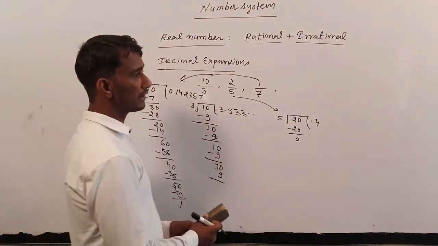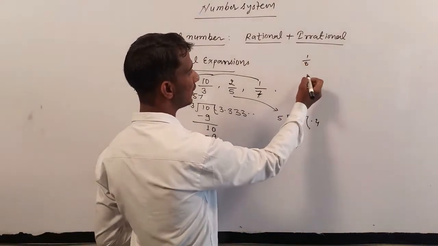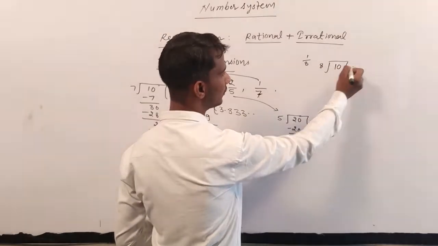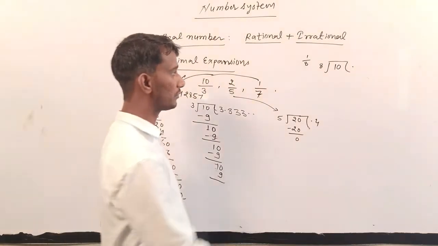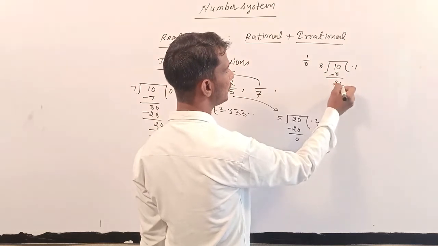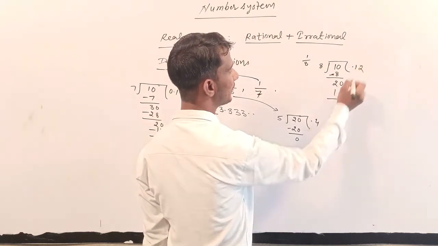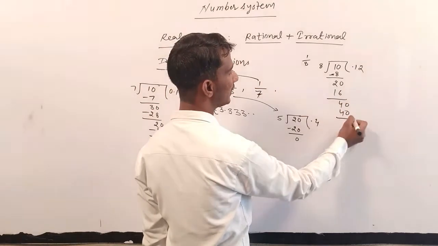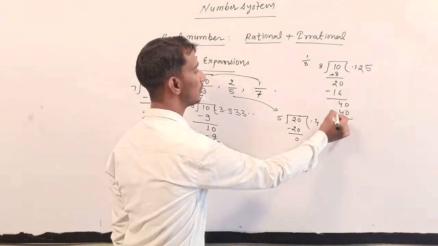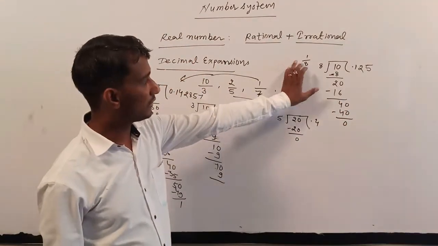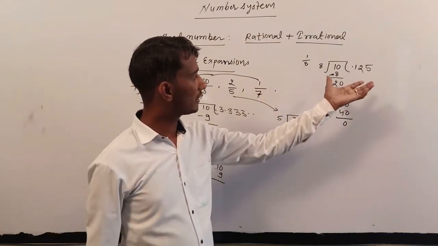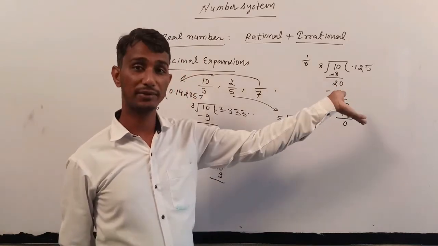If you take another example, suppose 1 by 8. If you divide 1 by 8, what happens? Put 0 in the quotient and put the decimal point. Now start dividing. 8 ones are 8, remainder 2. Bring down 0. 8 twos are 16, remainder 4. 8 fives are 40. The remainder you get here is 0. For this decimal number, the division completed after some steps.